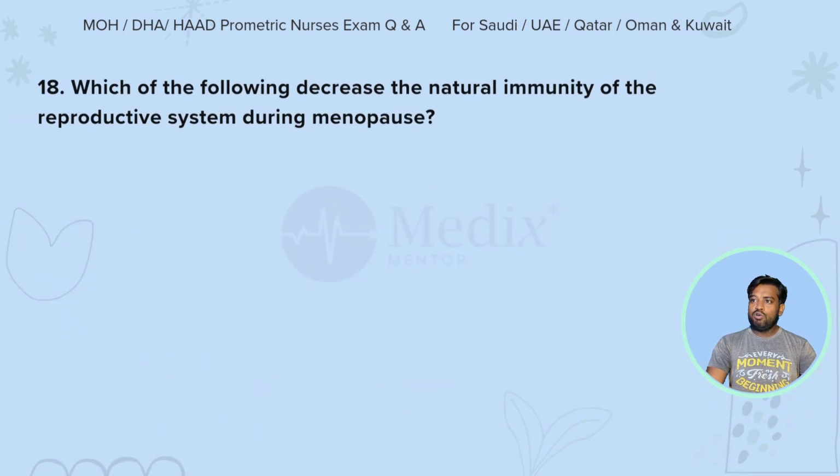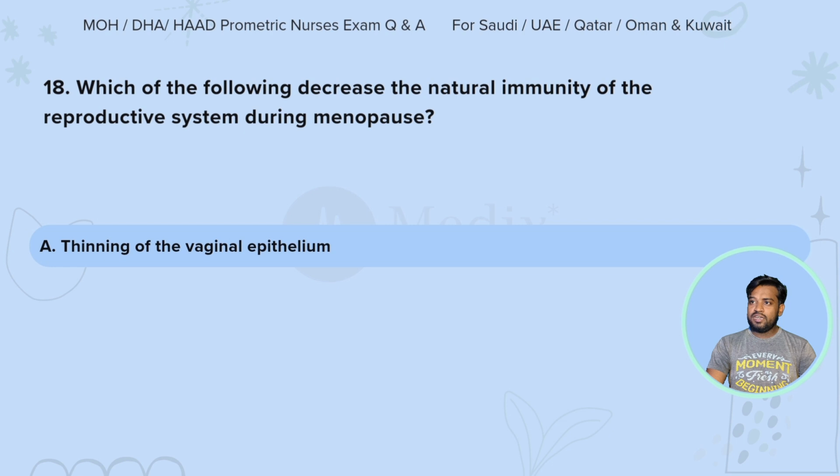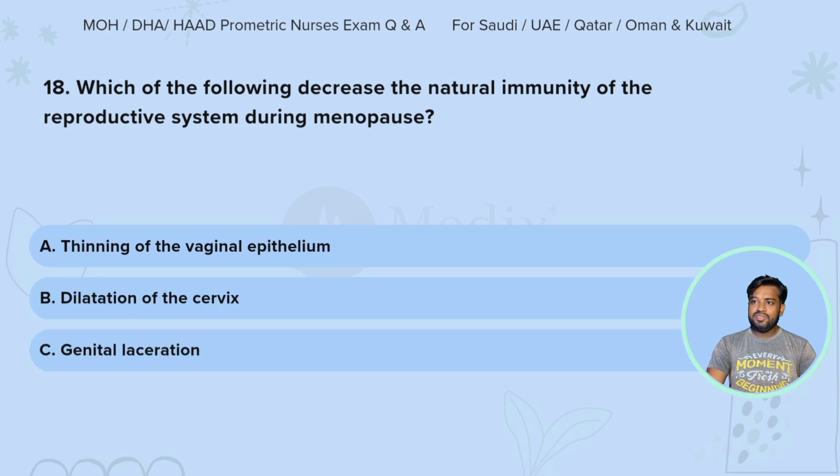Question number 18. Which of the following options decreases the natural immunity of the reproductive system during the menopause? A. Thinning of the vaginal epithelium. B. Dilatation of the cervix. C. Genital laceration. D. Cervical mucus.